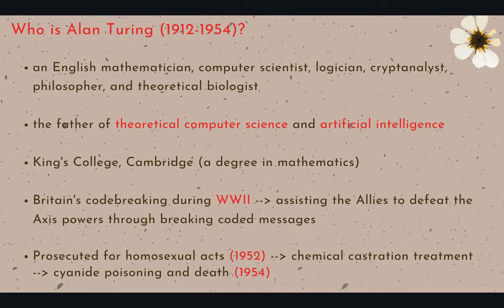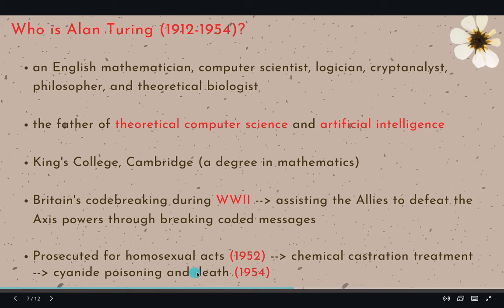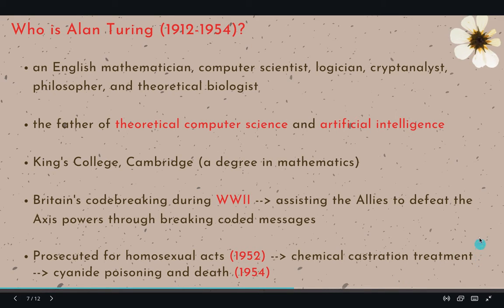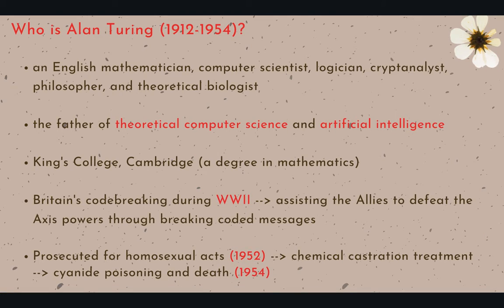In spite of his contribution to the nation, he was unfortunately prosecuted for homosexual acts in 1952, because back then homosexuality was seen as illegal. In order to continue his research, Turing chose chemical castration treatment over being put into jail. And just 2 years after his prosecution, he was found dead, presumably because of cyanide poisoning.